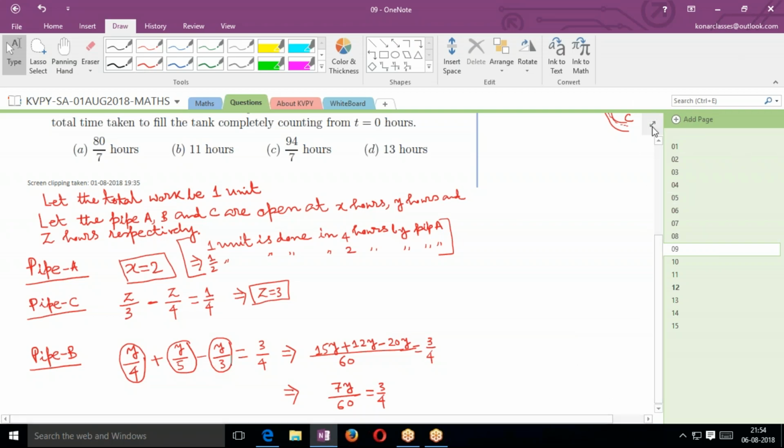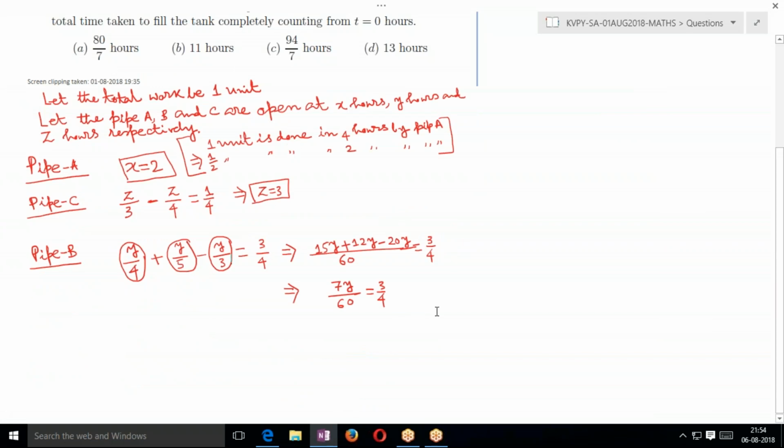Yeah, so then in that way we find 7Y by, then after that you can make simplification, 4 will be here, 15. Then in that way you will find Y is equal to 45 by 7.